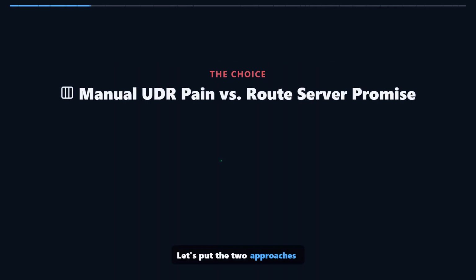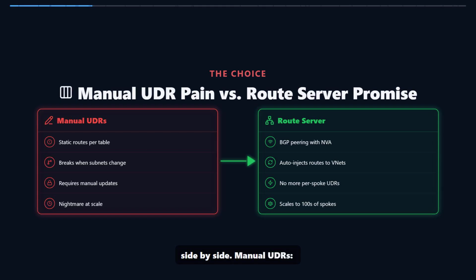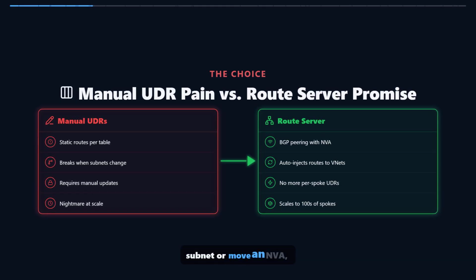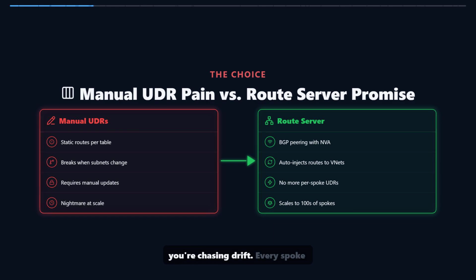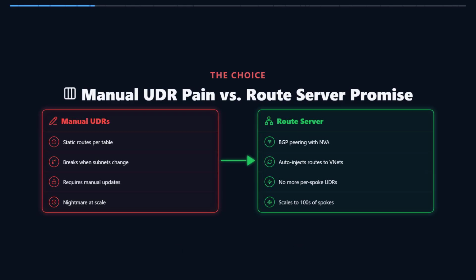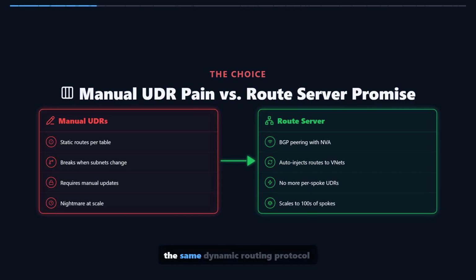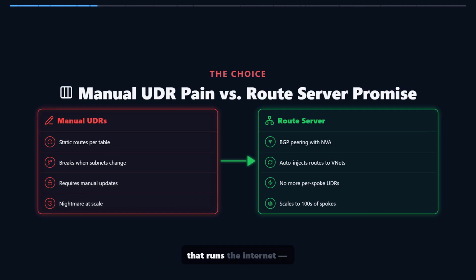Let's put the 2 approaches side by side. Manual UDRs. The moment you add a subnet or move an NVA, you're chasing drift. Every spoke needs a manual touch. Route Server flips that. It uses BGP, Border Gateway Protocol, the same dynamic routing protocol that runs the internet, to peer directly with your NVA.